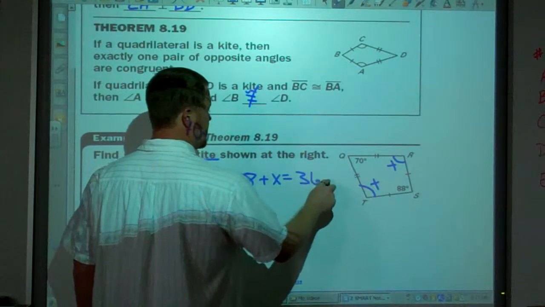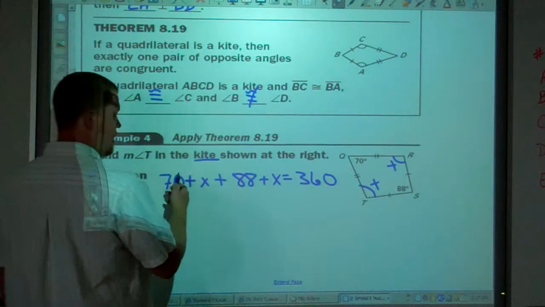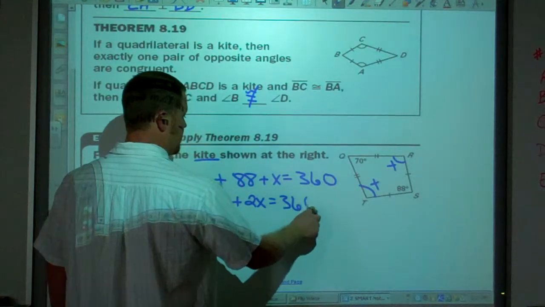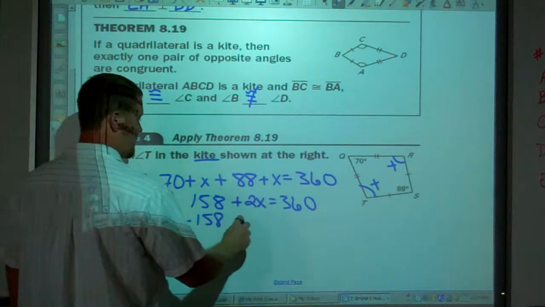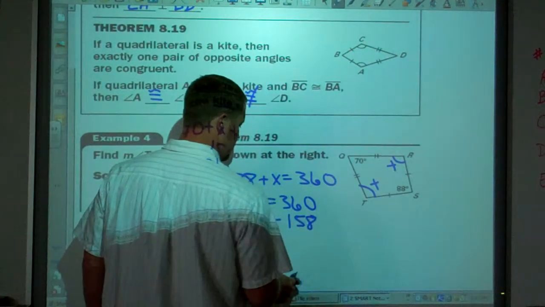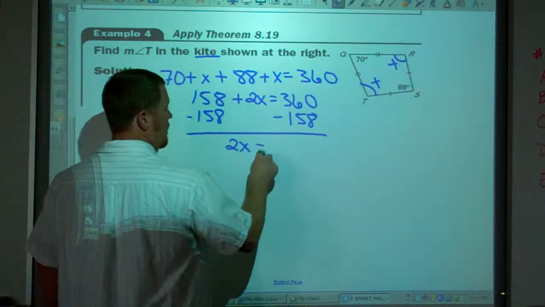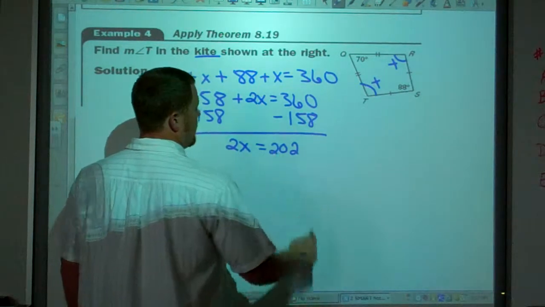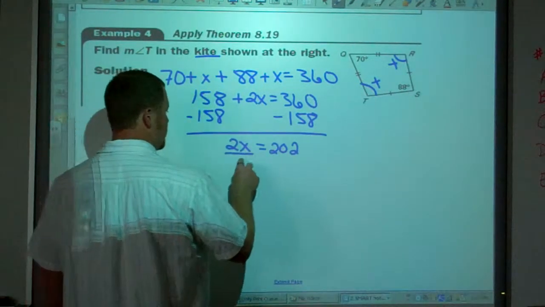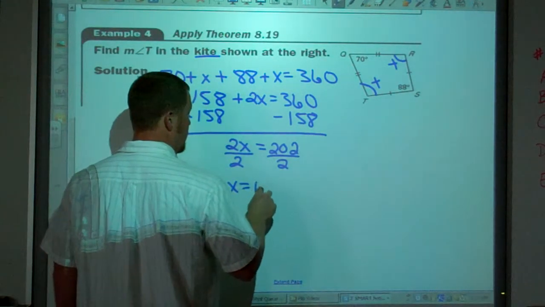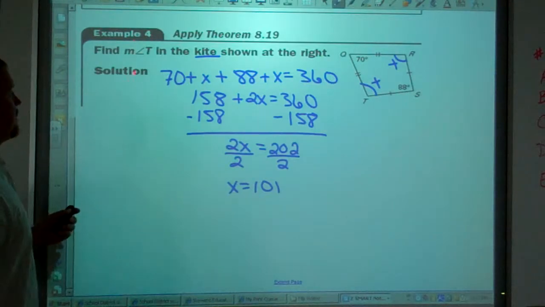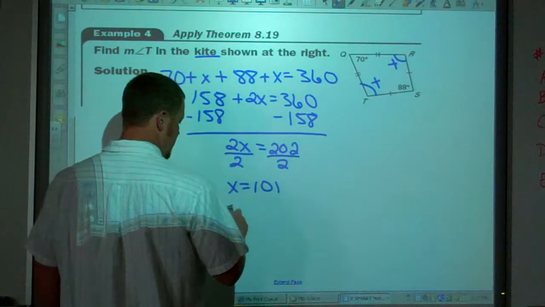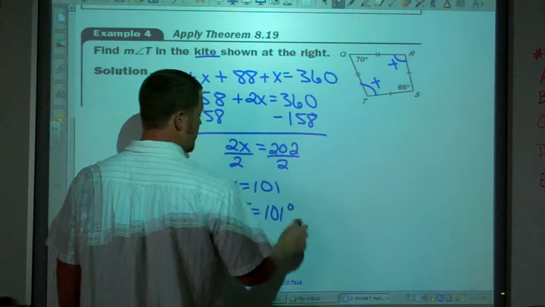We know the angles have to add up to equal 360 degrees. Combining like terms, 70 and 88, that's 158, plus 2x equals 360. Subtract 158 from both sides. 2x equals 202. Alright, divide by 2. X equals 101. Alright, find the measure of angle T. Well, angle T we called X. X is 101, so the measure of angle T is 101 degrees.